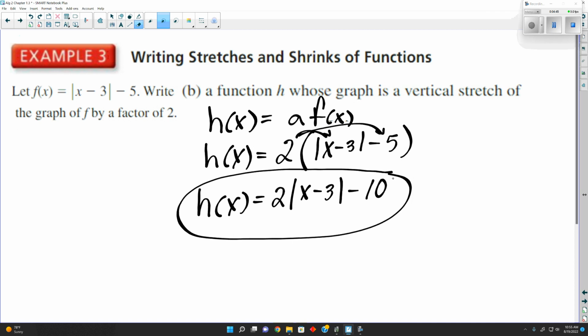So this here is similar to what we did for our reflection across the x-axis, but instead of just applying the negative through the function, we're applying a number. We're multiplying a number through. That's the only real difference. Questions on this here? We'll be ready for the next one.